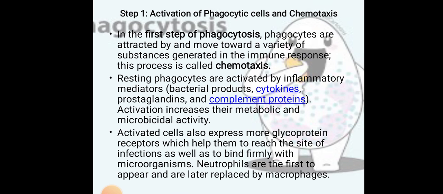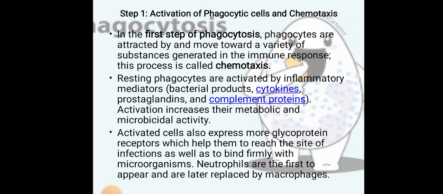These phagocytes are attracted and move toward a variety of chemical substances which are secreted from the site of injury, and this process is called chemotaxis or the chemotactic movement of these phagocytic cells. Now, the resting phagocytes get activated by the inflammatory mediators.